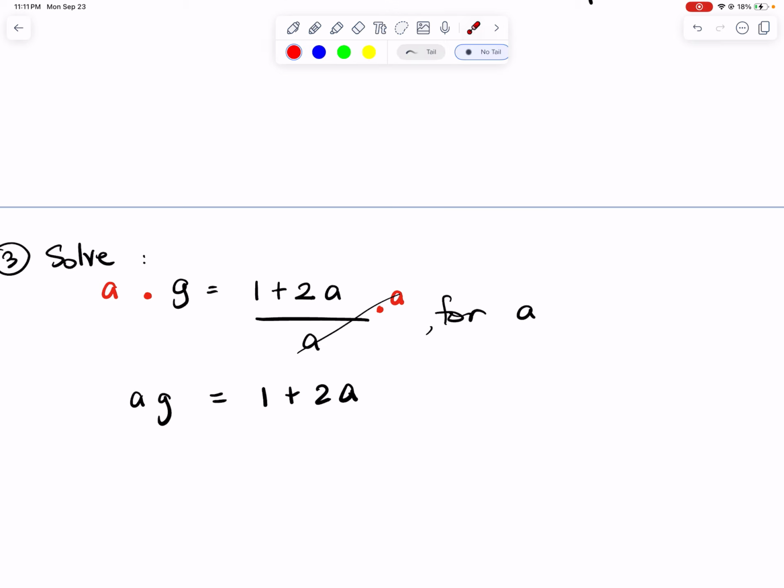And so we have to make a decision. Do we want our a's on the left side or on the right side? And so since we have this 1 over here, I'm just going to move this away from that.